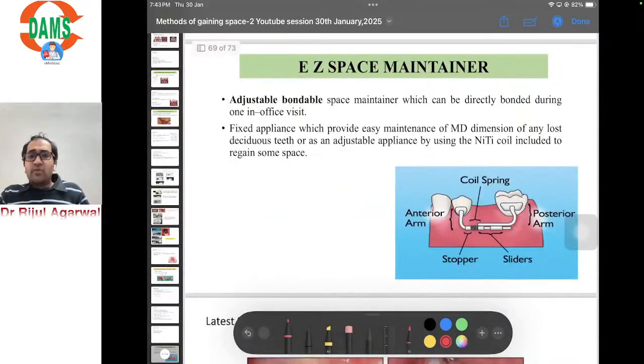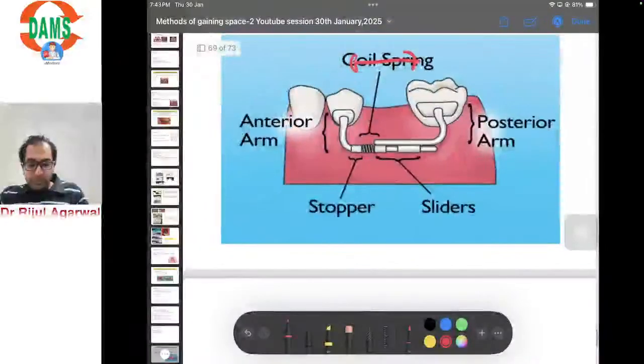Next, some of the newer kinds of space maintainer. It is an EZ space maintainer. It's an adjustable bondable space maintainer which can be directly bonded during one in-office visit. It's a fixed appliance which provides easy maintenance of the mesiodistal dimension of any lost or disfigured teeth, and it is adjustable by using the nickel titanium coil included to regain some lost space. So this is the EZ appliance.